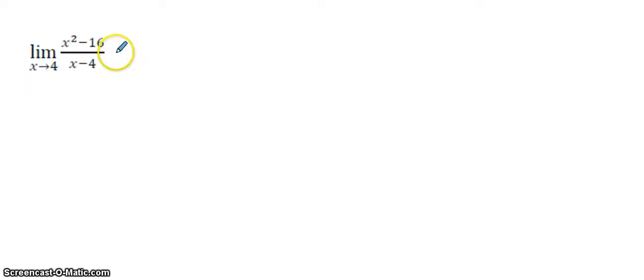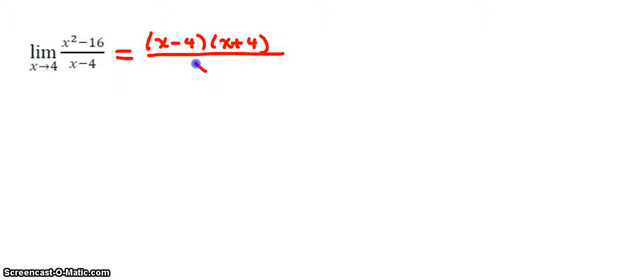And so what we can do is to say, well, what happens if we factor this? Let's take x squared minus 16. This is the difference of two squares, and we know that this will factor as x minus 4 times x plus 4, and then on the bottom we still have x minus 4. So one thing that we can see right away is that we have the same factor on the top and the bottom. We can go ahead and cancel that, but before we do, I want to talk about that just a little bit.